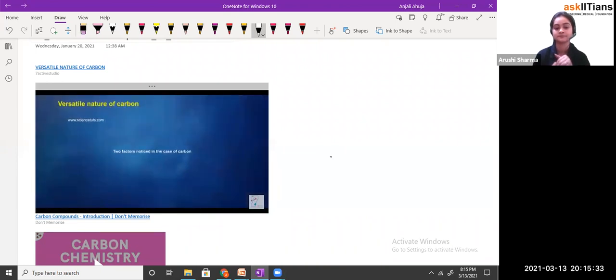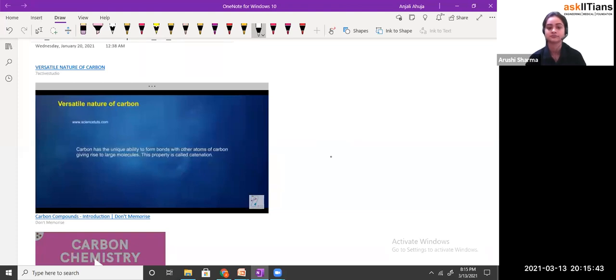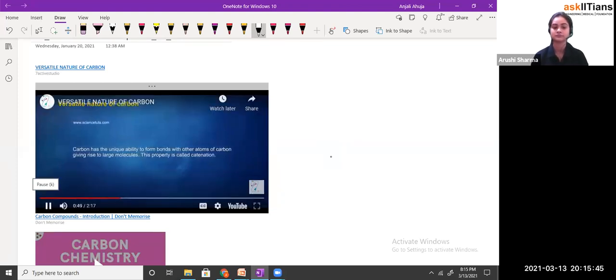Two factors are noticed in the case of carbon. Carbon has the unique ability to form bonds with other atoms of carbon, giving rise to large molecules. This property is called catenation. So students, two properties are there. The very first thing: because of its covalent character, because of the sharing of electrons, because of its ability to bond with other carbon atoms, they give a large molecule. The connection of carbon with other carbon forms a large molecule. This property we call the catenation property.